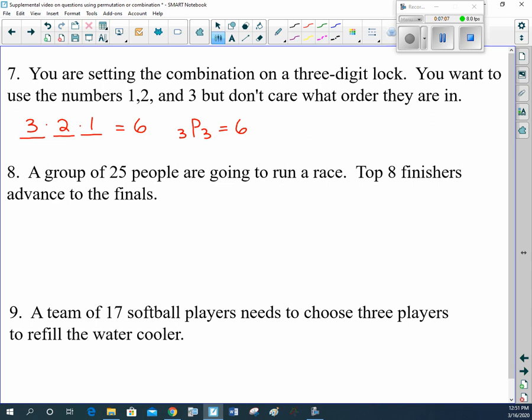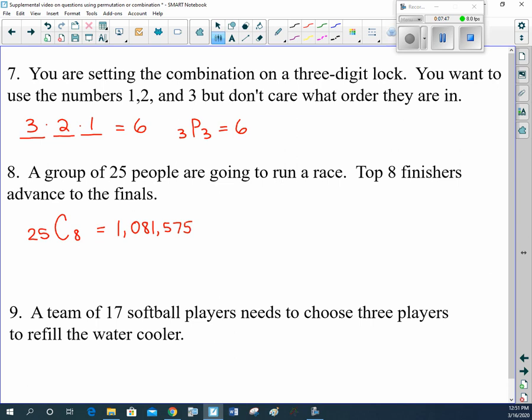Okay, a group of 25 people are going to run a race. The top 8 finishers advance to the finals. So they're just taking the top 8. They're not saying he was the top finisher of the 8. They just need 8 people, the top 8. So that's a combination. So you've got 25 combination 8. So how many outcomes are possible for that one if you've got 25 combination 8? 1,081,575.